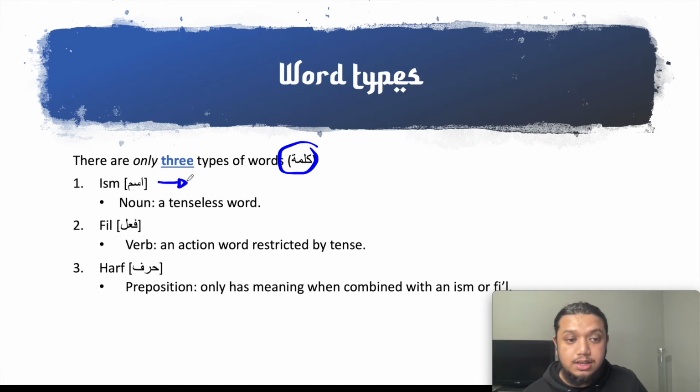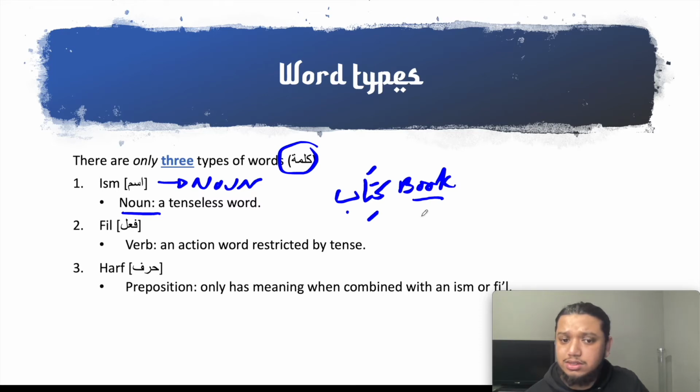Ism in English is generally translated as a noun, as you can see here. So what is a noun? A noun is essentially a tenseless word, meaning a word that is not restricted by tense. It's not restricted by past, present or future. So for example, let's take the word kitab. Kitab means book. So is book past tense, present tense or future tense? It's neither, right? So that's what an ism is, a noun, a tenseless word.